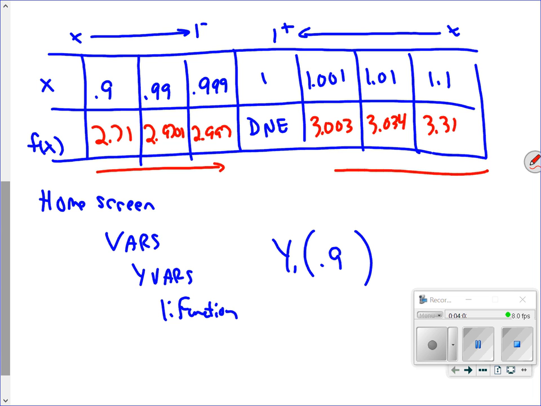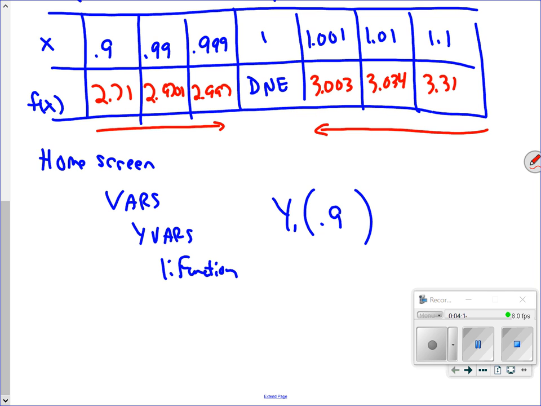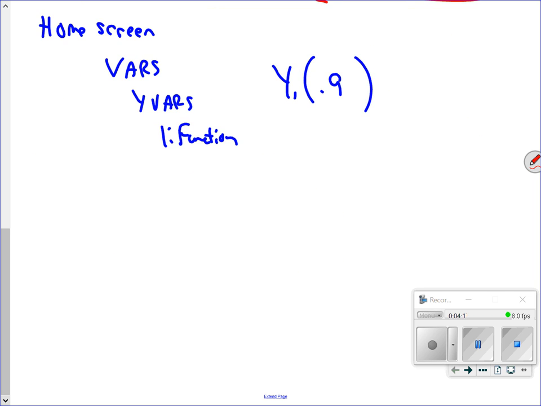And we're looking at what's happening to the y values. As the x values get closer and closer to 1, what does the y value seem to be getting closer and closer to? I think once you've got the table filled out, you can see as x gets closer to 1, both from the left and from the right, f of x is getting closer and closer to 3. So this is called looking at a data table to do your analysis.